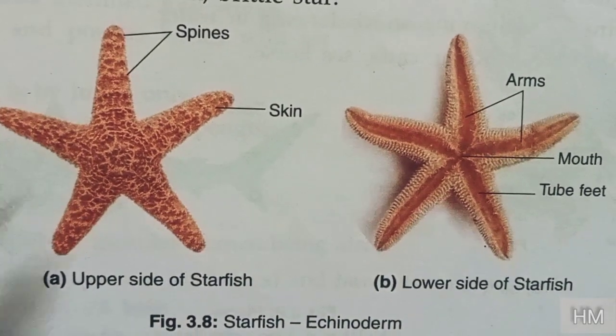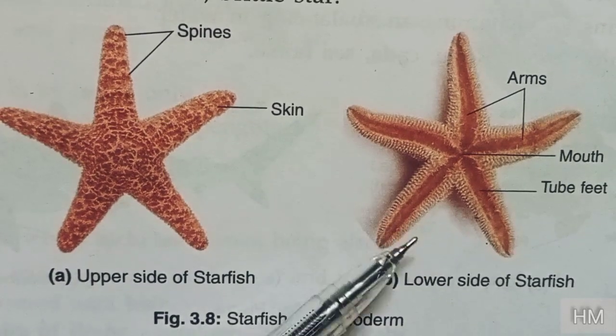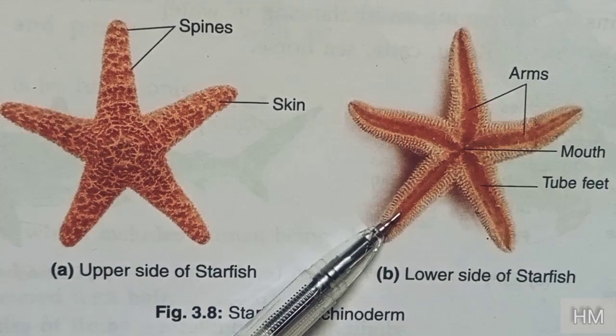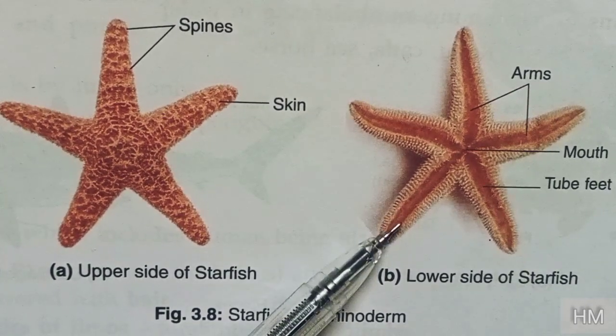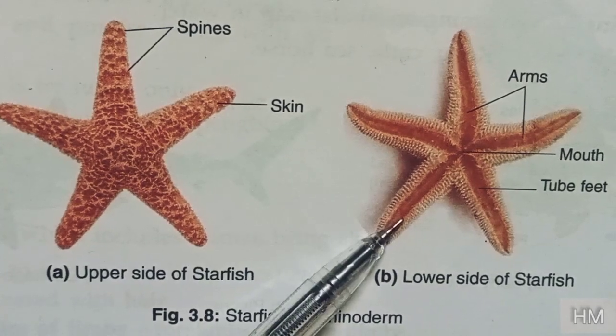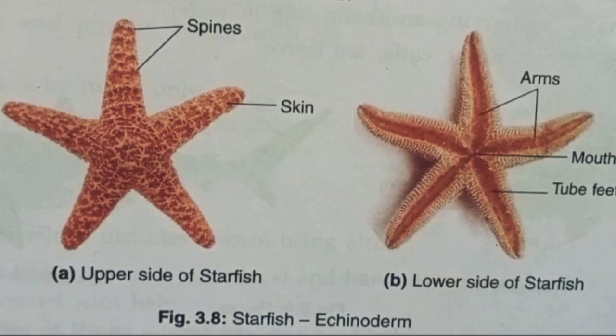A very important feature of this organism is that locomotion is done by tube feet. How do you specify this organism? Mostly, a very important criterion is their tube feet, which also help to capture food. These are exclusively marine animals.